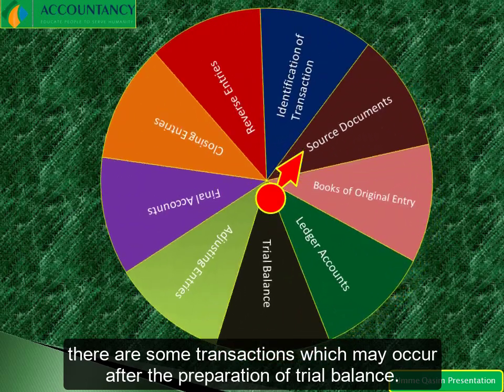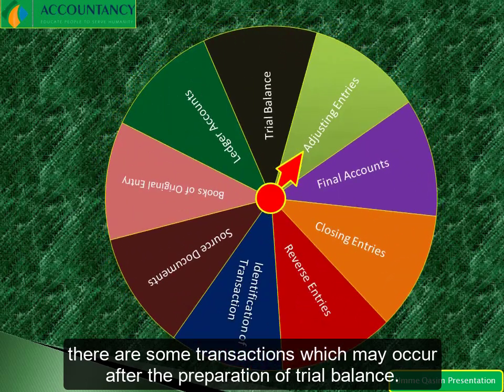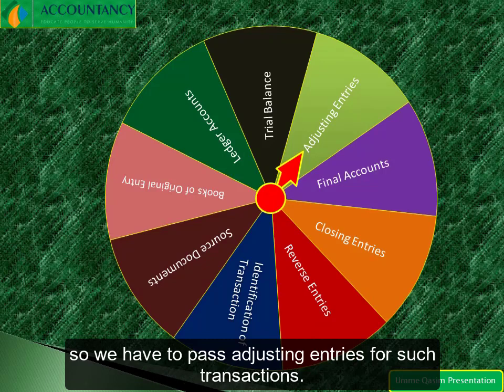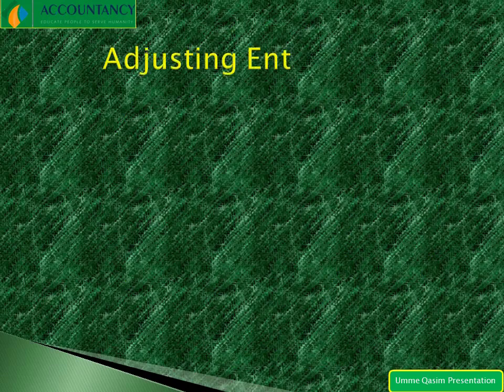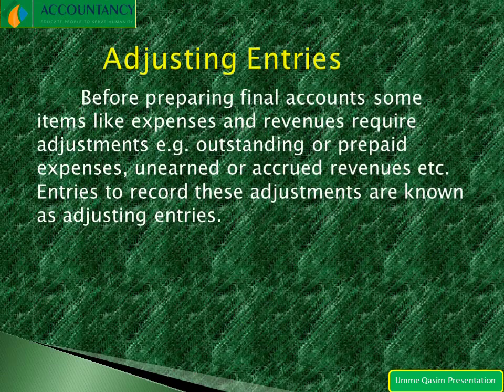There are some transactions which may occur after the preparation of trial balance, so we have to pass adjusting entries for such transactions. So, passing adjusting entries is our next step. Adjusting entries. Before preparing final accounts, some items like expenses and revenues require adjustment. For example, outstanding or prepaid expenses, unearned or accrued revenues, etc. Entries to record these adjustments are known as adjusting entries.